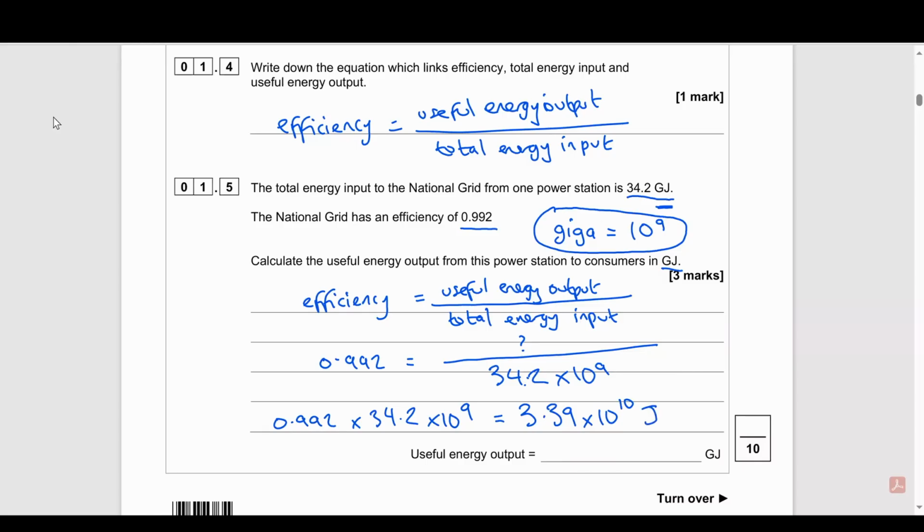And we know that that answer is going to be in joules right now, because our value here was in joules. So to get our answer in gigajoules, which is what they've asked us for, we would just need to divide this 3.39 times 10 to the power of 10 by 1 times 10 to the power of 9, which is what 1 gigajoule will be. And then that will give us a final answer now of 33.9 gigajoules.